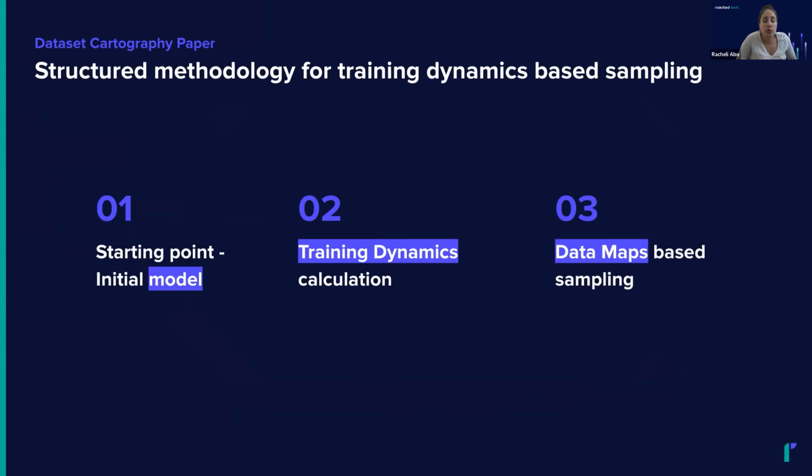We have here three steps for the sampling methodology. First, we start off with an initial model we already have in hand. Based on this model, we will want to assign to each sample in our training set a value that tells us how good or how important this sample is to our training process. We will call these values training dynamics. In the final step, we will take our training dynamics and create a data map visualization out of it and use it for our sampling.